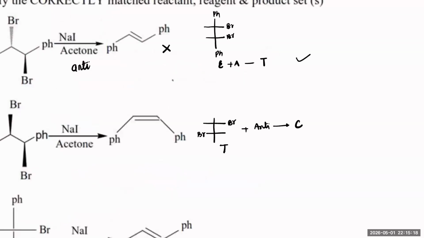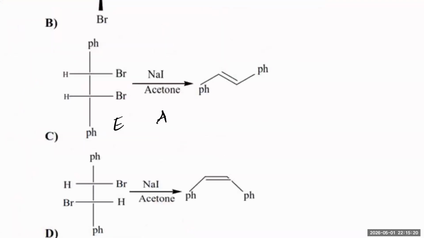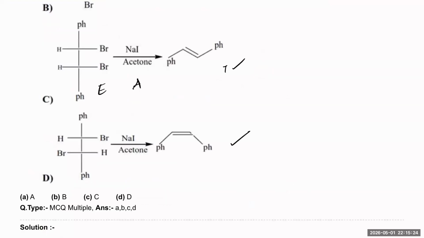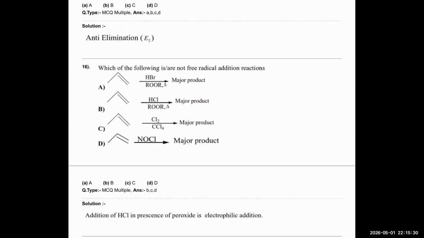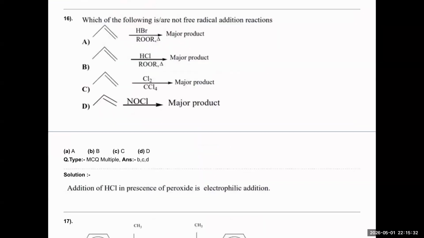So trans, cis, correct. So A, B, C, D, all of them are right. 16th, I don't think much explanation is needed there. Please do check.